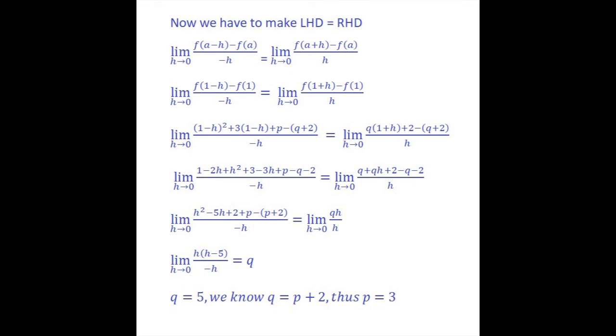Now simplifying the left hand side as well as the right hand side, all things get cancelled. q got cancelled, 2 got cancelled. We end up with qh by h, which is nothing but q itself. And on the other side, h square minus 5h by minus h, take h common, cancel out, put h equal to 0. We'll have minus 5 by minus 1, that is nothing but 5. So q is 5, and we know q equal to p plus 2. Substitute q as 5, p is 3. That's it.